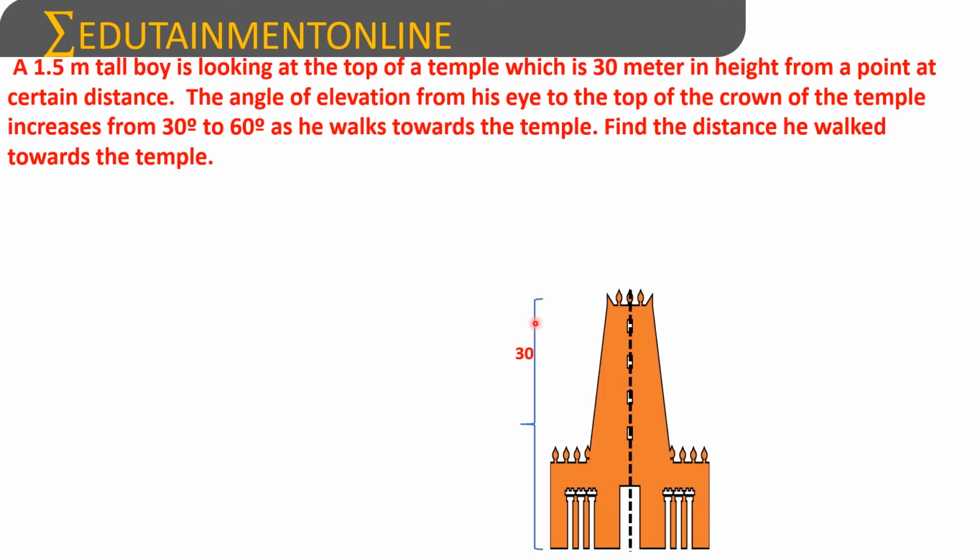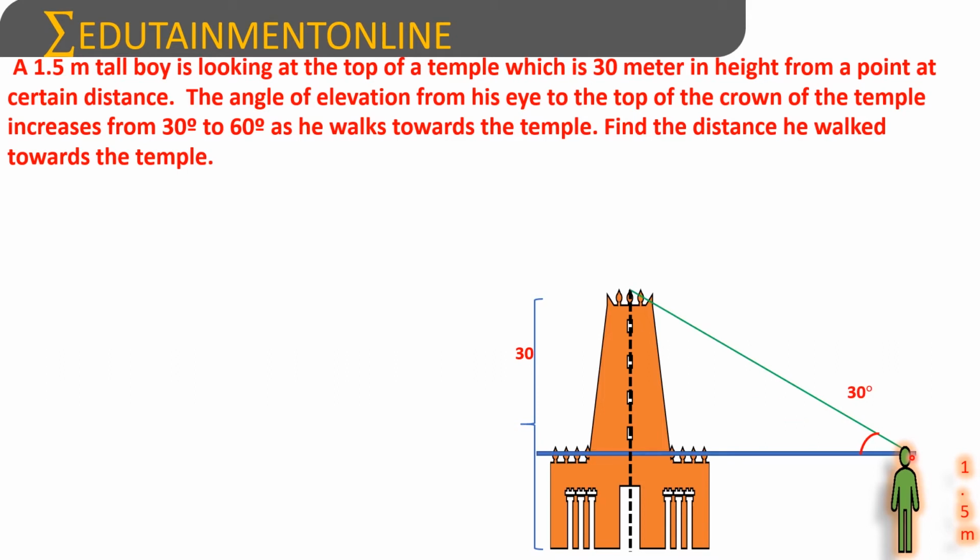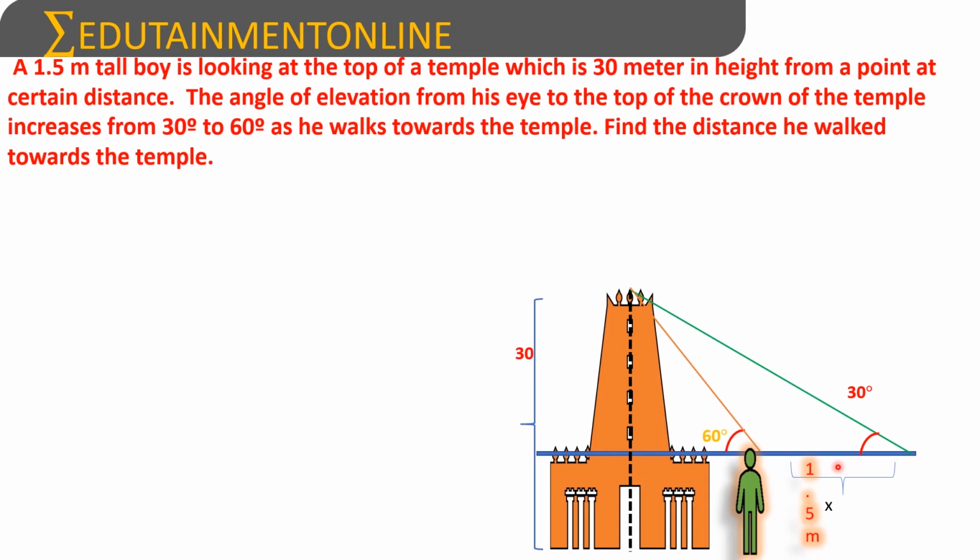Let us consider this is a temple of height 30 meters. An observer of height 1.5 meters is standing at a point. From there, the angle of elevation from his eyes to the crown of the temple is 30 degrees. So this observer walks towards the temple, and at a certain point the angle of elevation is 60 degrees.